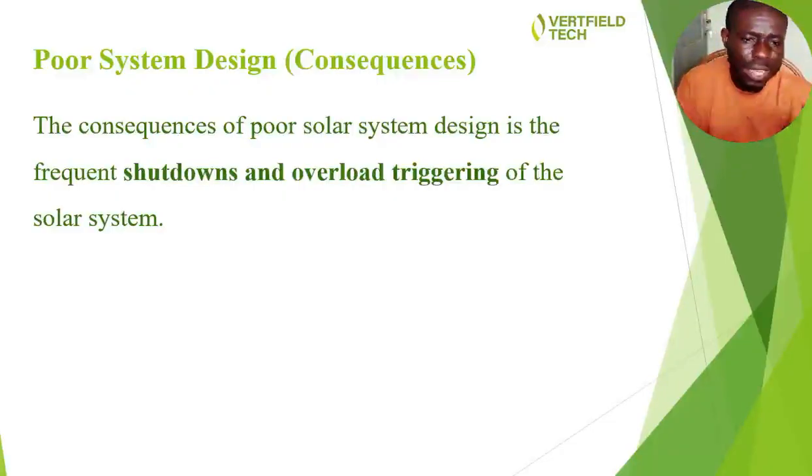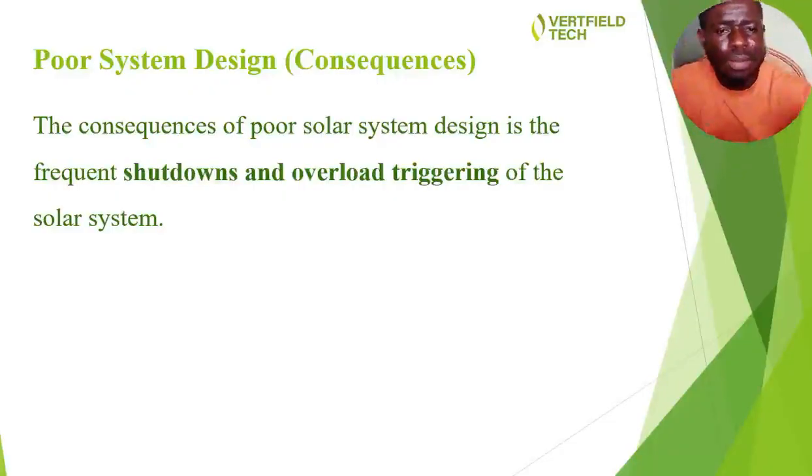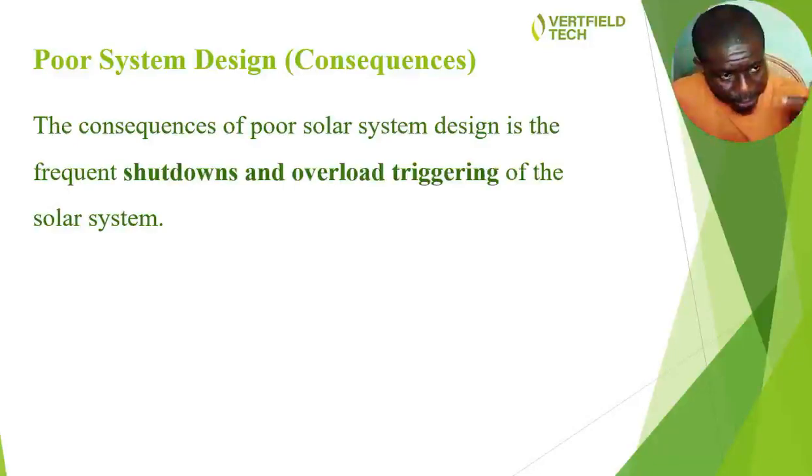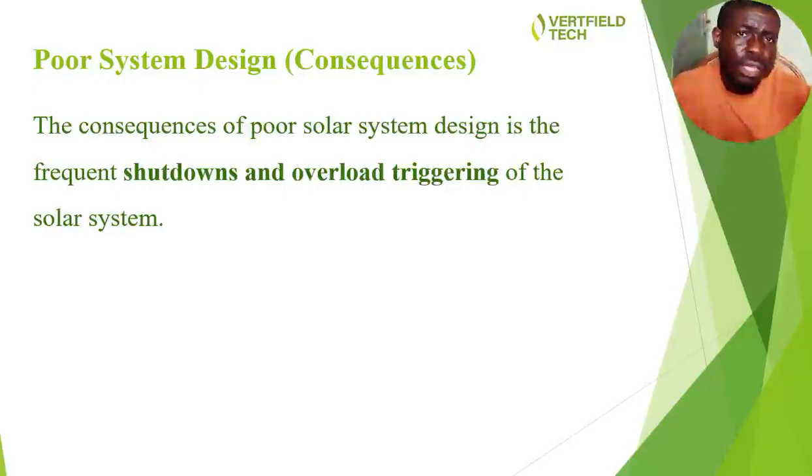So, what are the consequences of poor system designs? You are going to be having shutdowns and overload triggering of the solar system. That is to say, when the loads are far more than the capacity of the inverter system, you will tend to kill your inverter system on time.